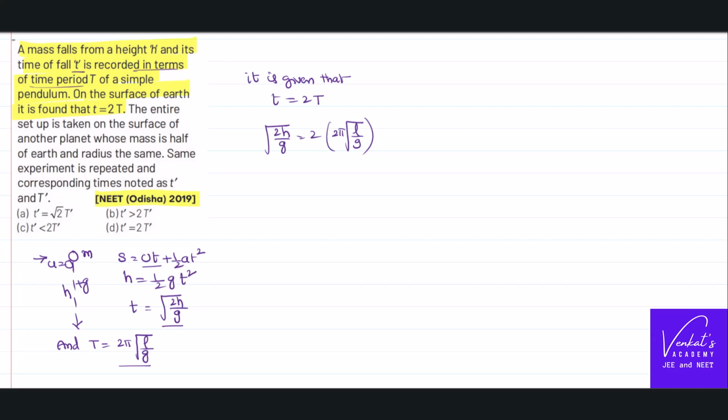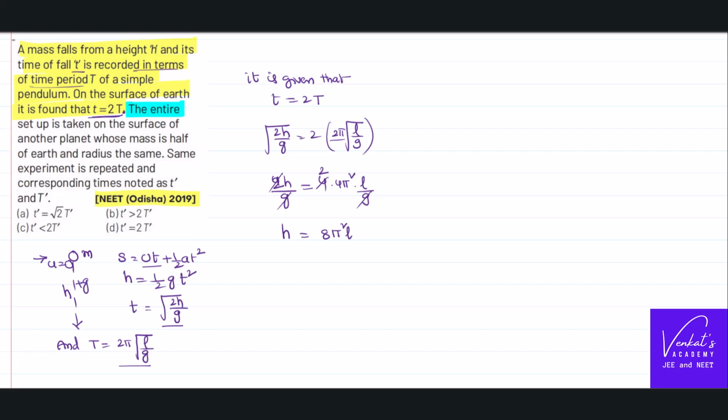Let us square this equation. 2h by g equals 2 square is 4, 2 pi square is 4 pi square, square root of L by g becomes L by g. So this g and g will cancel, this 2 and 2 will cancel. So h is equal to 8 pi square L. That's one relation I have got basing on the first sentence. I have read the problem until this part only. I got some understanding. Let's go to the next part of the problem.